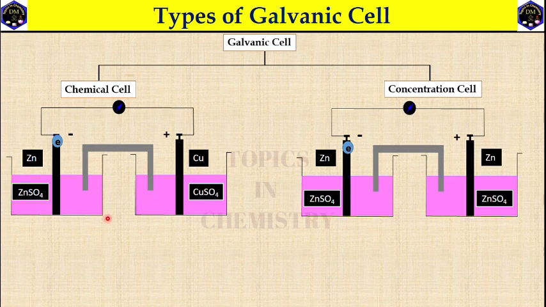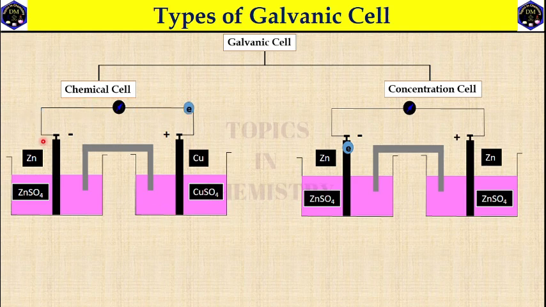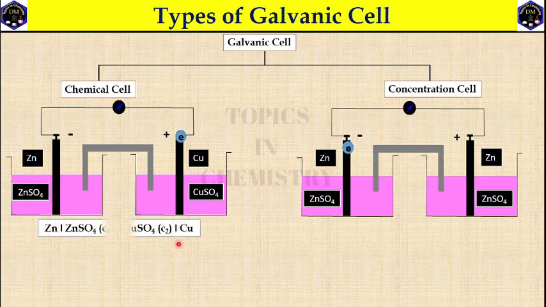So in case of chemical cell, you can see this zinc acts as an anode, and here oxidation takes place. That's why this is the negative electrode, and here the copper acts as a cathode, so it is the positive electrode. So what I can say, the electron flow occurs from zinc to copper, and the current flow occurs from copper to zinc, from positive to negative.